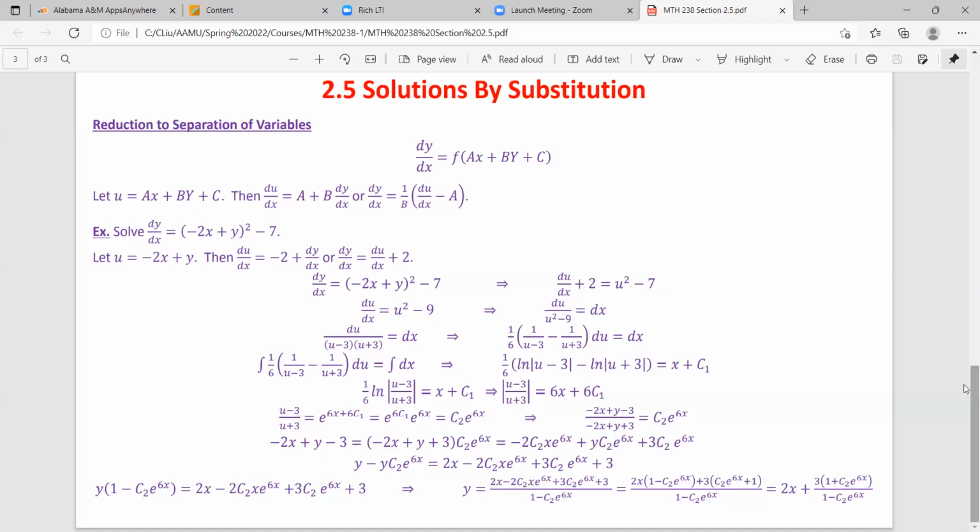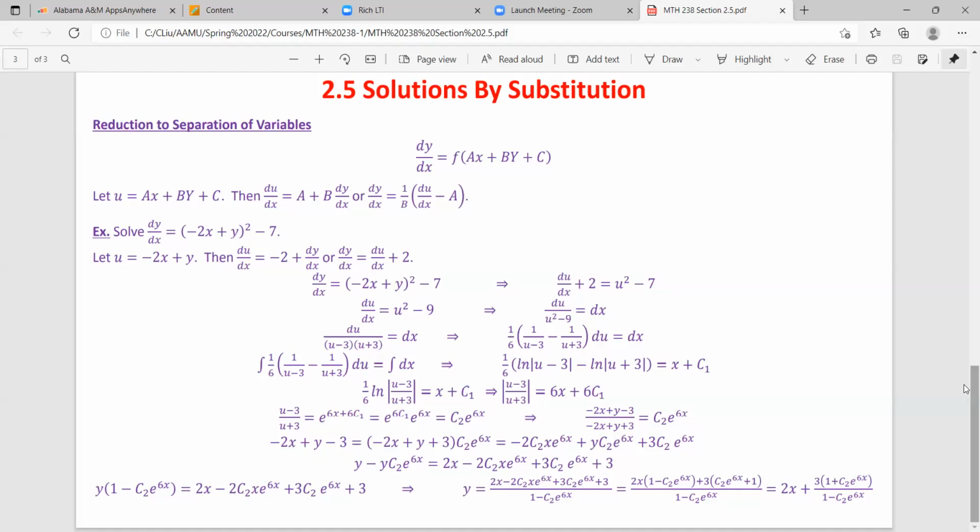So now it will become a separable equation that can be solved. Subtract 2 on both sides, you get du over dx equal to u squared minus 9. And then rewrite the equation as du over u squared minus 9 equal to dx. Integrate on both sides.